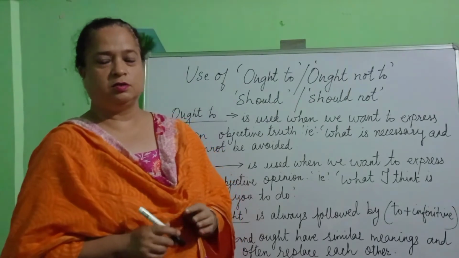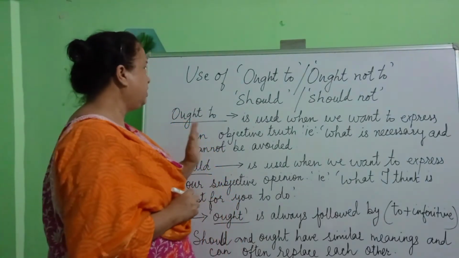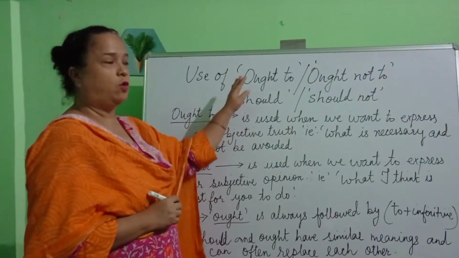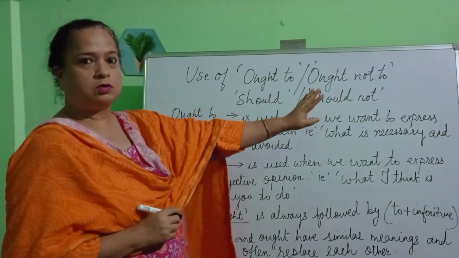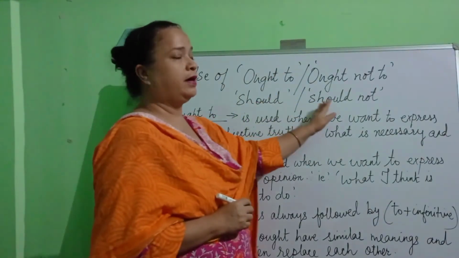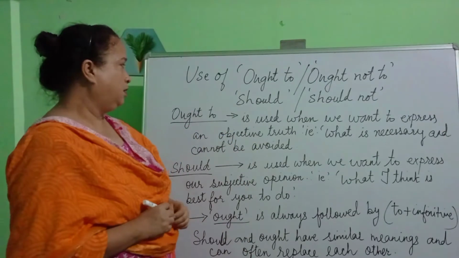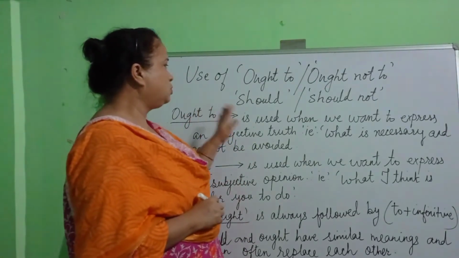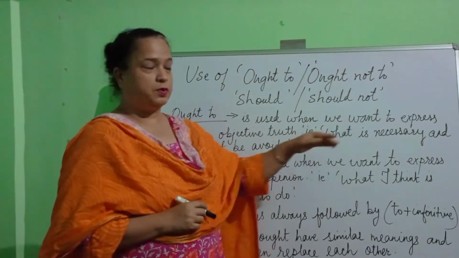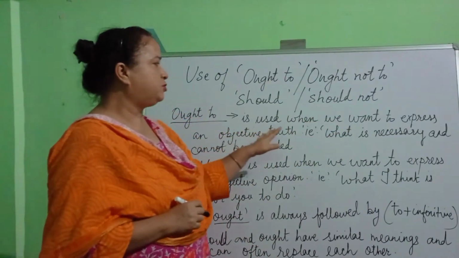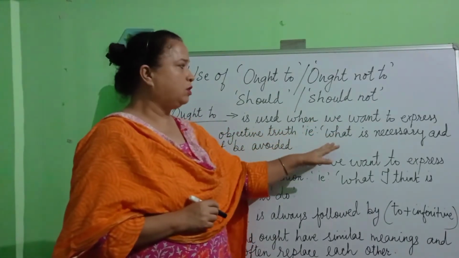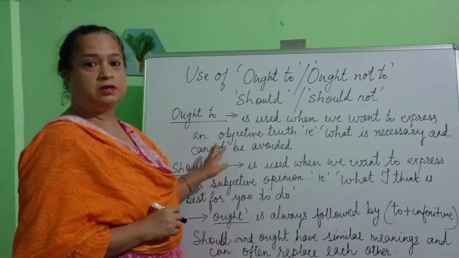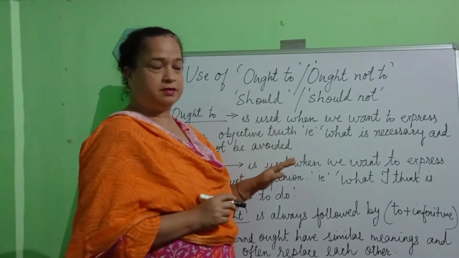Today children we are continuing with the revision chapter and we are going to discuss the use of ought to, ought not to, should and should not. Now children, what does ought to mean? Ought to is used when we want to express an objective truth. That means what is necessary and what cannot be avoided.